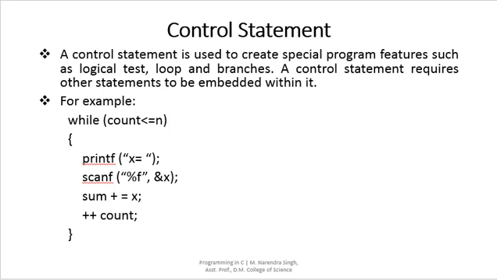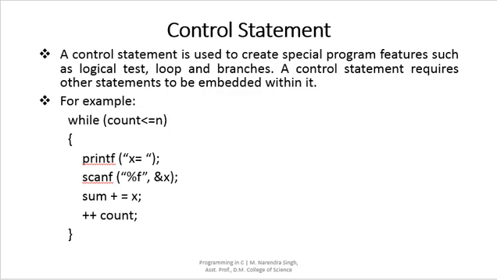The third kind of statement is the control statement. A control statement is used to create special program features such as logical tests, loops, and branches. A control statement requires other statements to be embedded within it. For example, here we are seeing a section of a program called a while loop. This will be covered in later lessons.